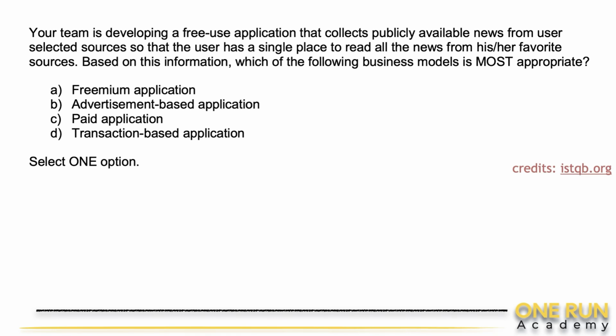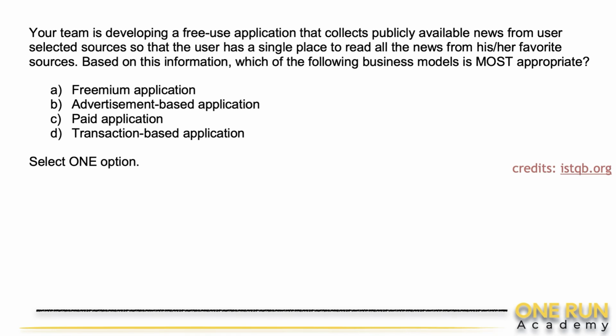Okay, now let's try to answer the question together. But first, let's make sure we have understood the context of the question properly. The question tells us that your team is developing a free-use application that collects news from different sources and displays them inside the app. Looking at the first option, a freemium app, it's evident that this option is incorrect. I'm sure it's not a valid option because the question stated that the app is free to use. So you can exclude option A as a possible answer to this question.